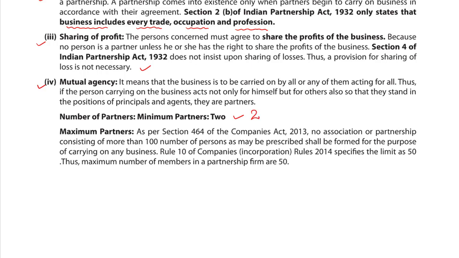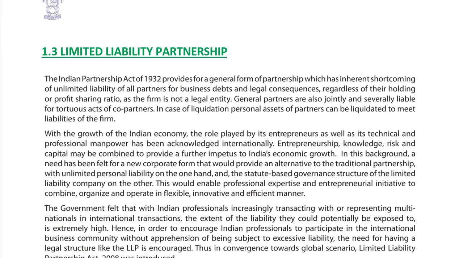Maximum number of partners: as per section 464 of the Companies Act 2013, no association or partnership consisting of more than 100 members or persons, as may be prescribed, shall be formed for the purpose of carrying on business. Rule 10 of the Companies (Incorporation) Rules 2014 specifies the limit as 50. Thus, the maximum number of members in a partnership firm is 50. I believe you understood. Let us continue.